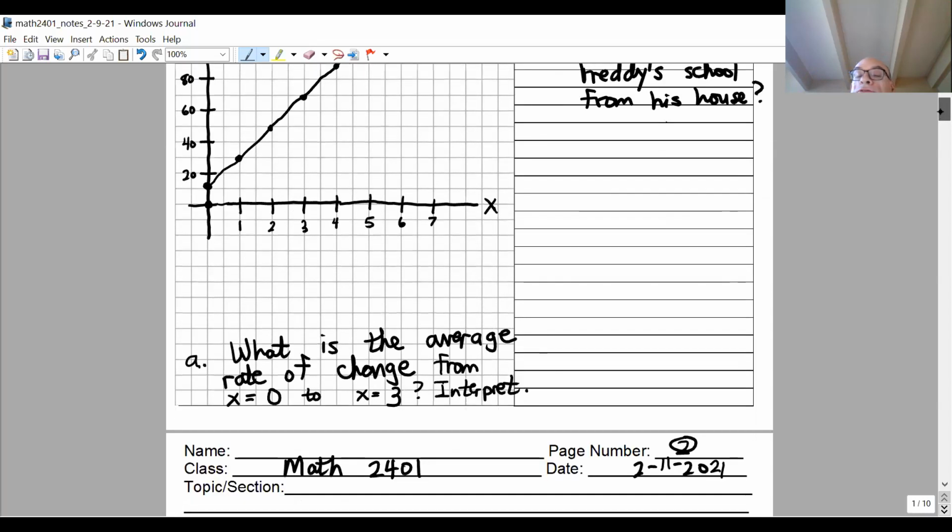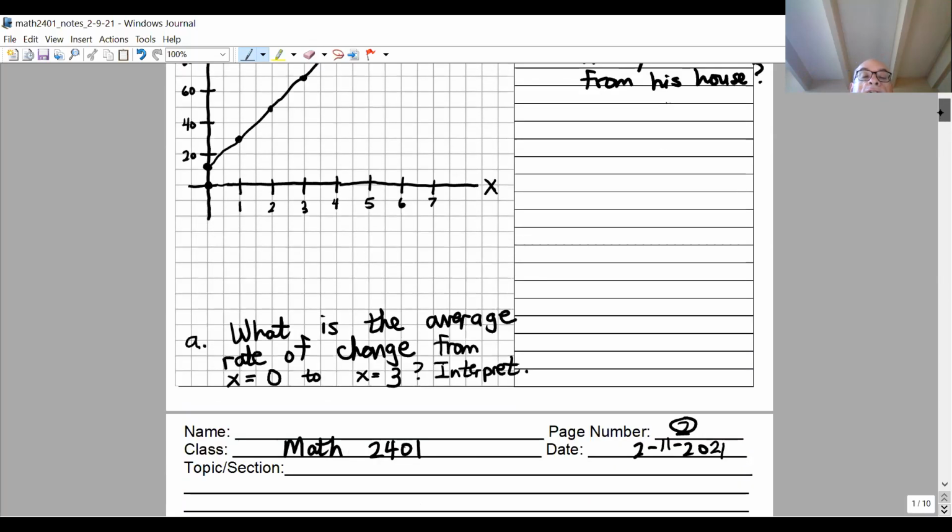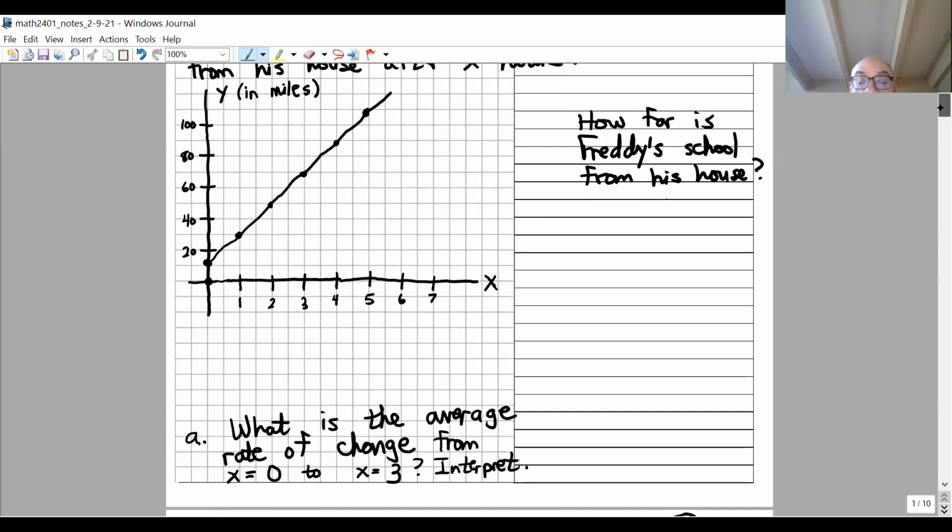Okay, now let's look at the questions though. So first question is, and again, these are going to be very, very elementary questions, because it's a very simple example. What is the average rate of change of Freddie's distance from x equals 0 to x equals 3? So this would be from the time Freddie leaves to 3 hours. What's the average rate of change in y, his distance in miles?